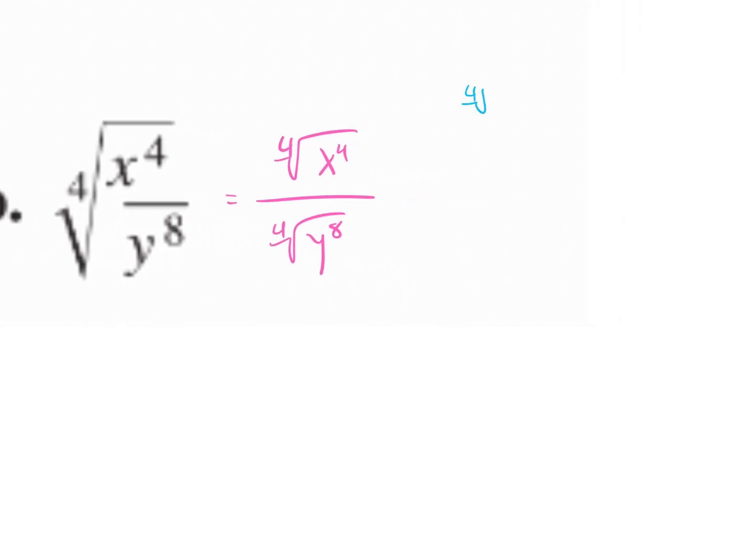So if I have the 4th root of x to the 4th power, how many x's do I have here? 4. I'm circling groups of how many? 4. So how many x's would come to the outside? 1, because I have 1 circle.